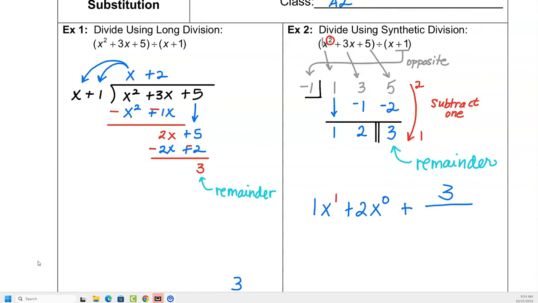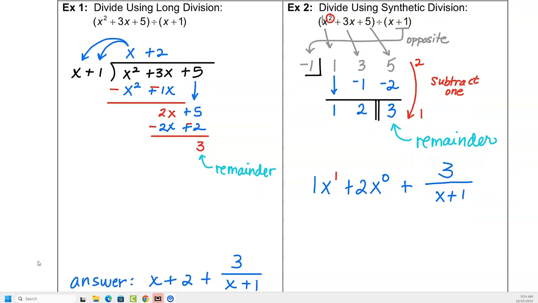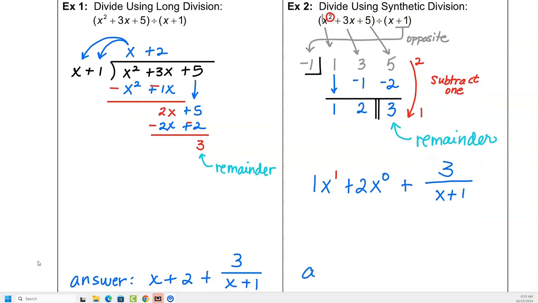What are we going to put in the bottom? What did we divide by? Good. A lot of students want to put -1 because in the synthetic division, we represented the x plus 1 as the -1. But you have to write the actual original divisor. And so you can see that the answer is the same. It's going to be x plus 2 plus 3 over x plus 1 when I just simplify that expression.